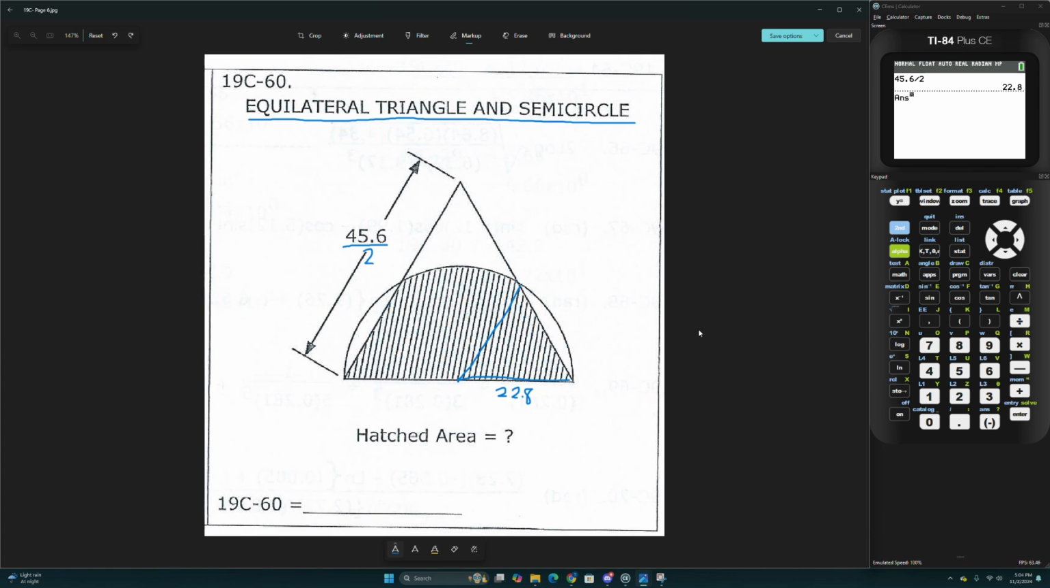We're finding all that area, and we can do that by squaring the radius, multiplying it by pi, dividing it by 2. That right there gives us this whole area. So now we have to subtract this little bit right here twice, right?